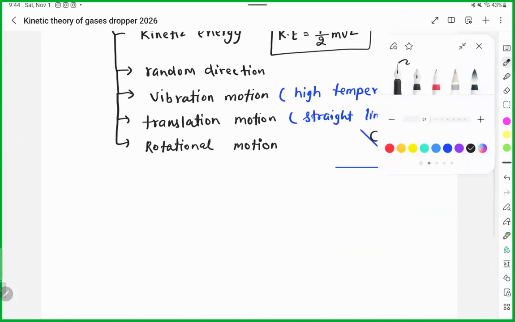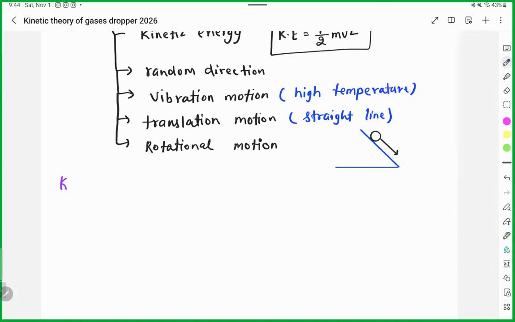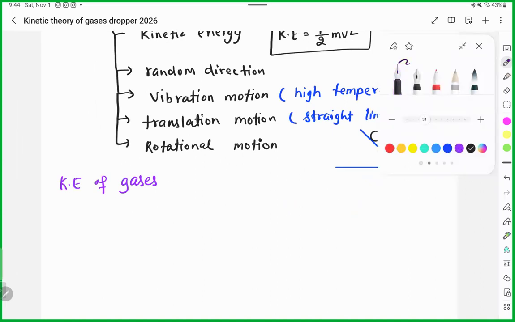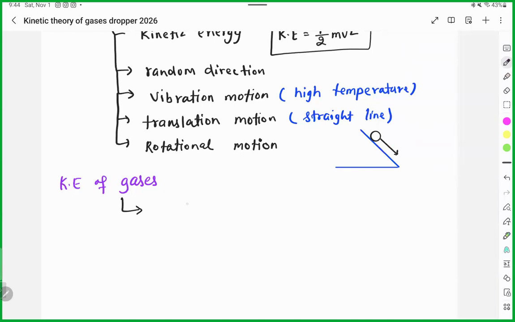So Chandana, if you think about the kinetic energy of gases, what factor will decide the kinetic energy of gas? In your opinion, what is the major factor? Any guess? Temperature. Absolutely, temperature is the most important factor in gases. If you increase temperature, the kinetic energy of the gas will increase. Particles will move faster.